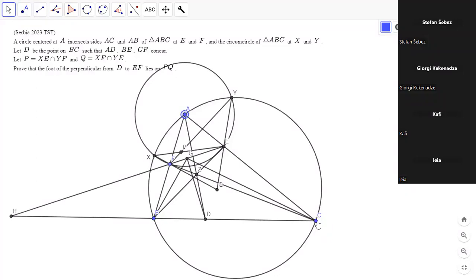Is there any spiral similarity that we have here? So we know FGB and EGC are similar.